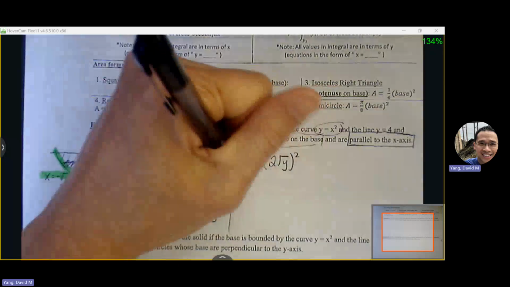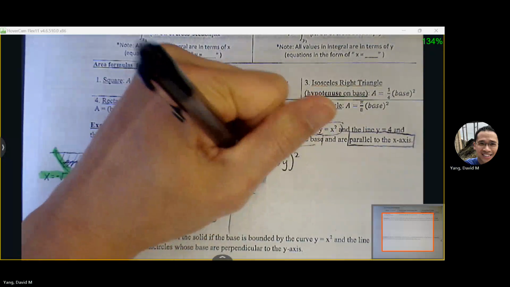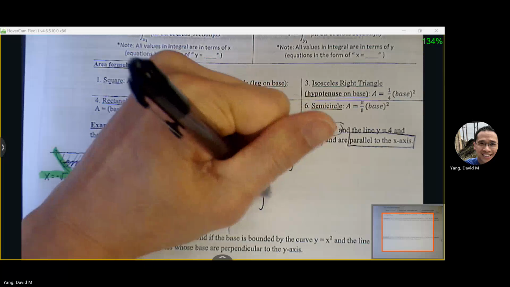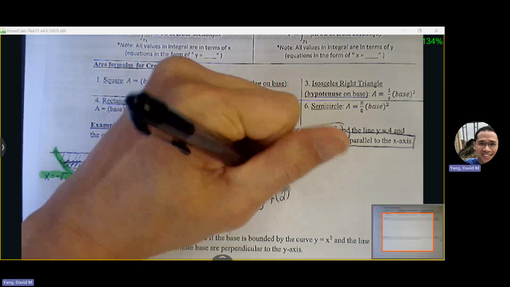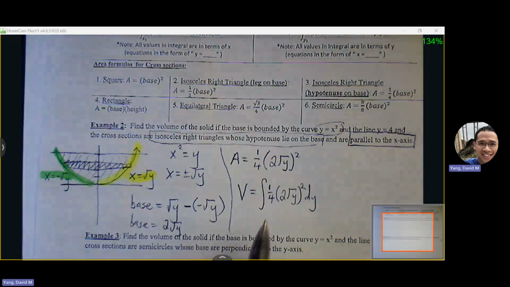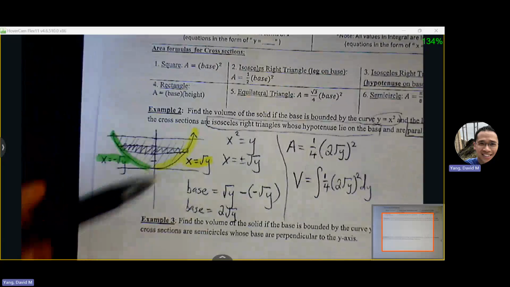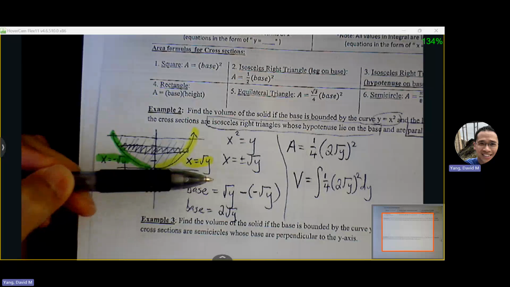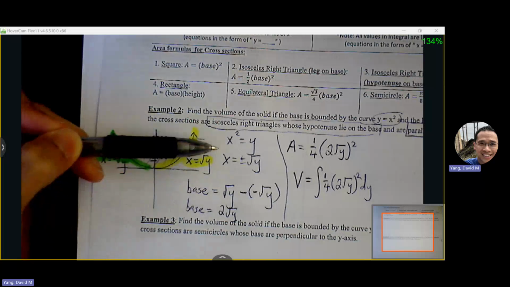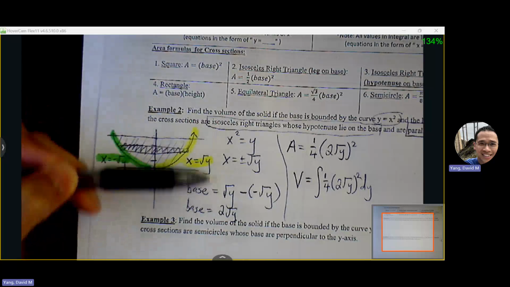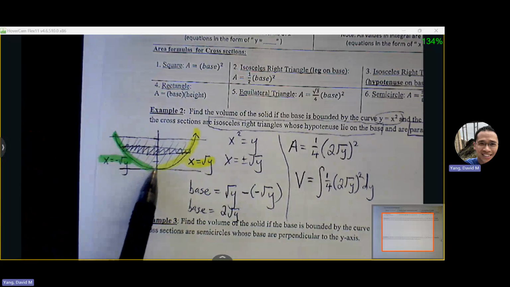And then our final step, volume, integral, 1/4 (2 root y) squared dy. And because we are dealing in terms of y here, we're stacking these triangles from the lowest to the highest y value. Sometimes we have to set equations equal to each other. I think in this case, we can just tell what the lowest and highest y values are.